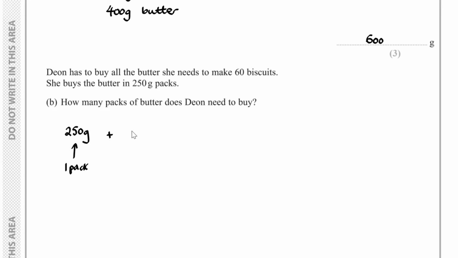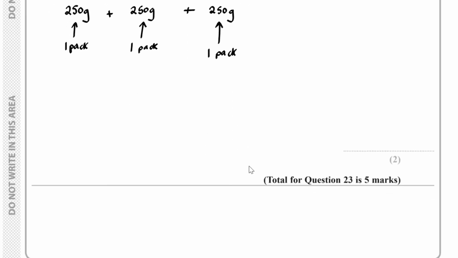And if I add on another 250, this takes me up to 500. So here, having another pack, I've got 500 grams, but I need 600 grams, so I need another pack. So adding on another pack, you can see over here, this takes me to 750. So you can see here, I need 3 packs. Of course, I'm not going to use every single gram of butter up, but you can hopefully see I need 3 packs.